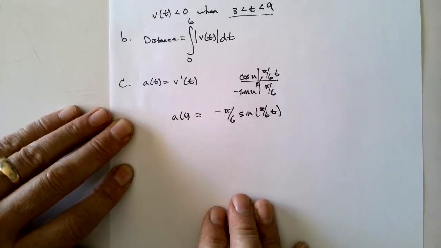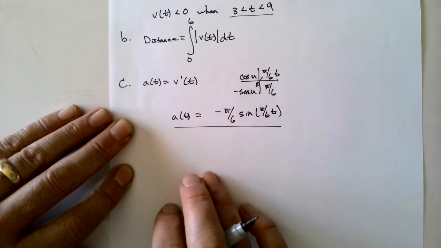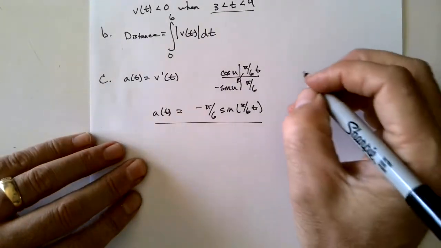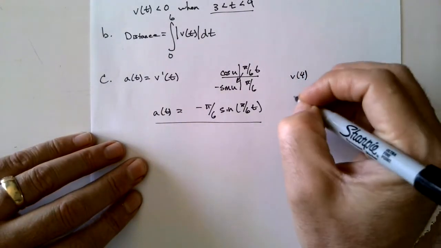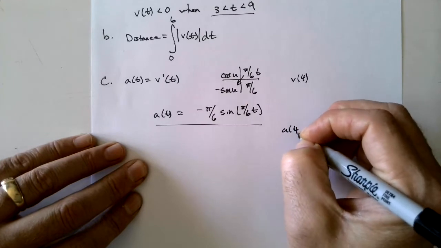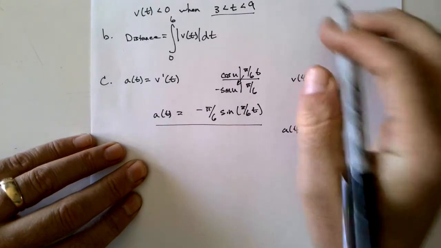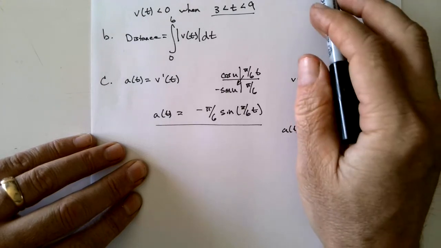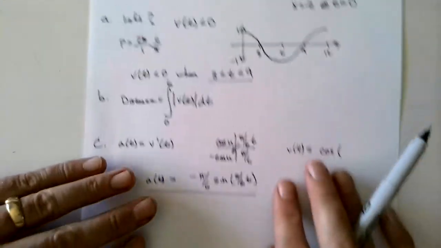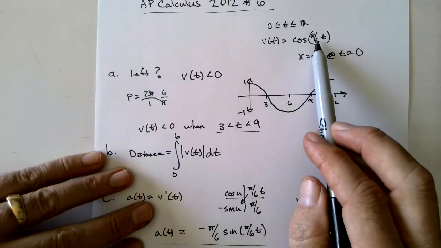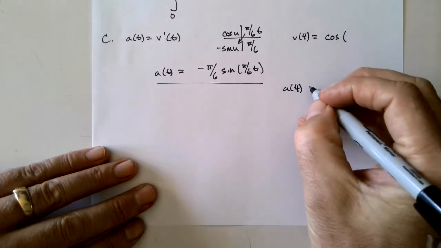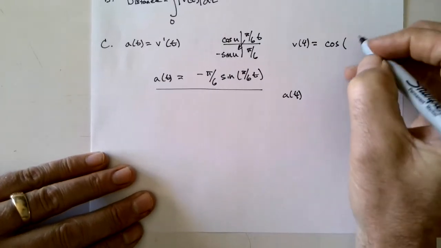Now the question is, find the acceleration. We've got that. Now it says, is the speed of the particle increasing or decreasing or neither at time equal to 4? So v of 4 we're going to check, and then we're going to check a of 4. We're going to check both of those. V of 4 would be the cosine of 4 times pi over 6. And 4 times pi over 6 is going to give me 2 pi over 3.